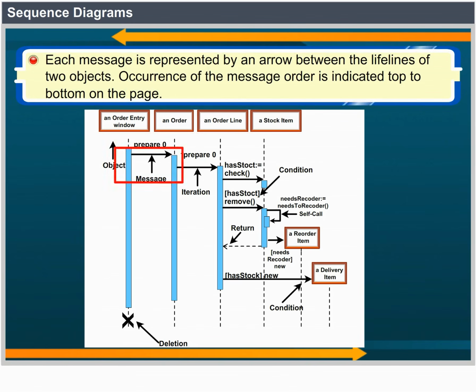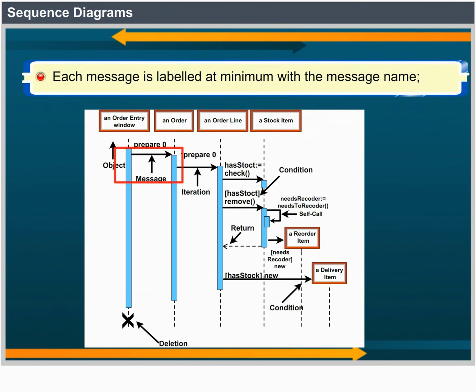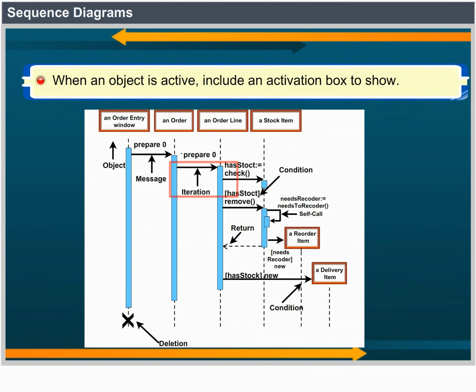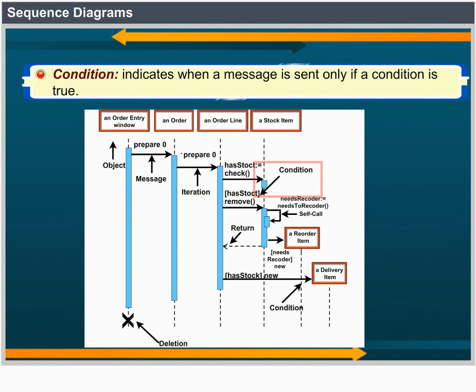Occurrence of the message order is indicated top to bottom on the page. Each message is labeled at minimum with the message name. Self-call. A message that an object sends to itself, by sending the message arrow goes back to the same lifeline. When an object is active, include an activation box to show. Condition indicates when a message is sent only if a condition is true.